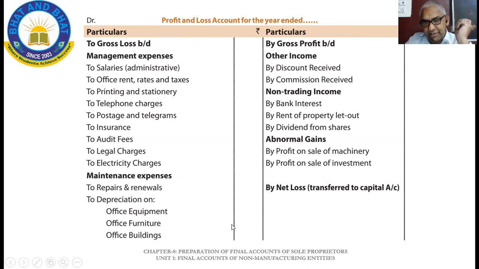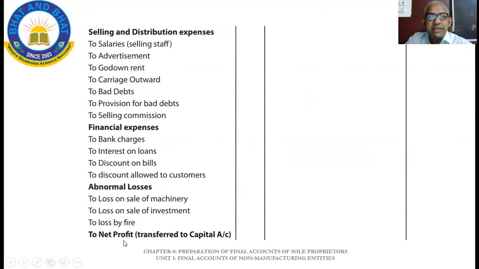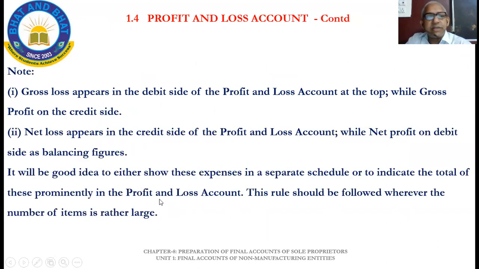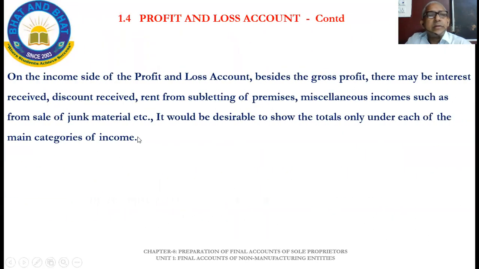All these are written. If this debit side total is more, then it is loss. If this credit side total is more, then it is profit, which will be shown like this. Here also like that, either net profit entry will be there or net loss entry will be there. Both will not be there in the same account. Okay. Hence, this is what I told you just now. Yes, given here. Okay. When we come back, you will read this.